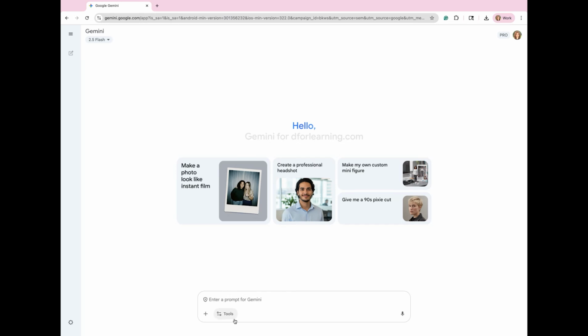So in Gemini, right here in the text box where you would enter your prompt, under tools, students can go ahead and select guided learning and then enter their prompt. So let's look at a couple examples so you can really see how this works. First, let's look at a writing assignment.